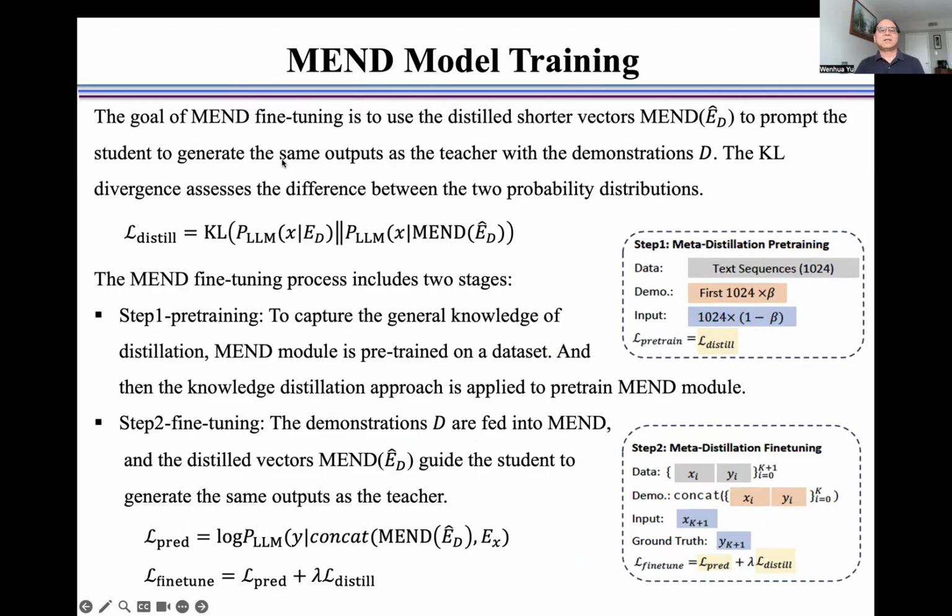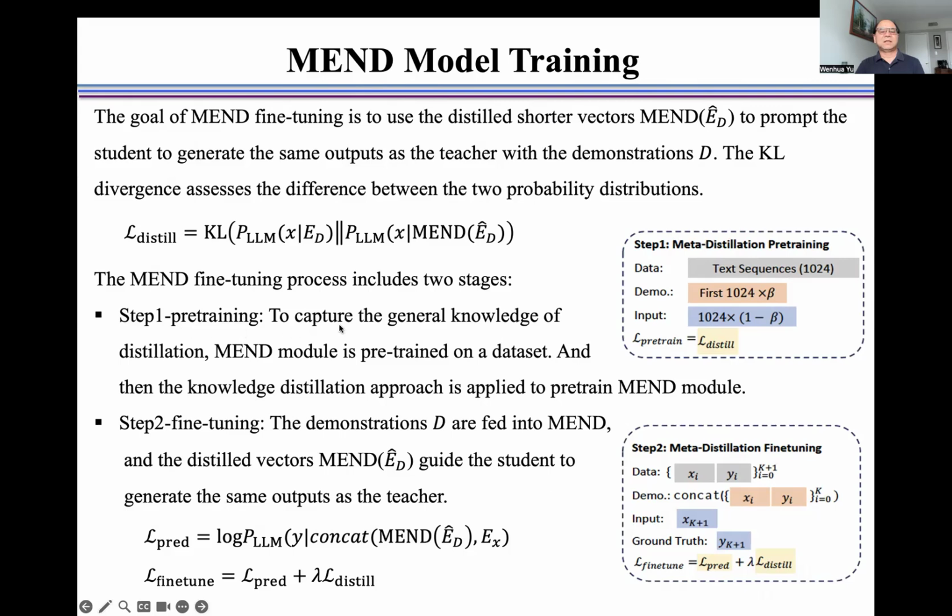The goal of MEND fine-tuning is to use the distilled short vectors to prompt the student module to generate the same outputs as the teacher with the demonstrations D. The KL divergence assesses the difference between the two probability distributions, as shown here. The MEND fine-tuning process includes two stages.